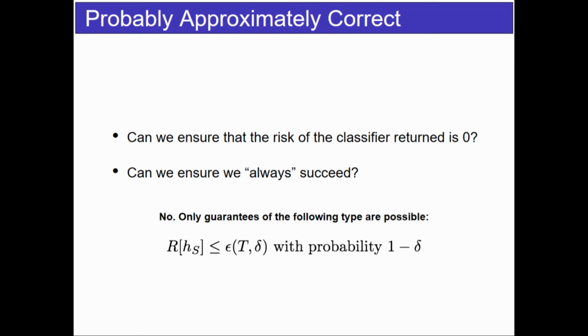So how would the guarantee look like? The guarantee would look like something like this. Your HS is the classifier that you return. The empirical risk minimization algorithm takes in your training sample S and returns a classifier HS. The guarantees that you can possibly give are basically something like this: the risk of your classifier HS is less than or equal to epsilon. Now the epsilon depends on two things, which are T and delta. What is T? T is the number of samples.